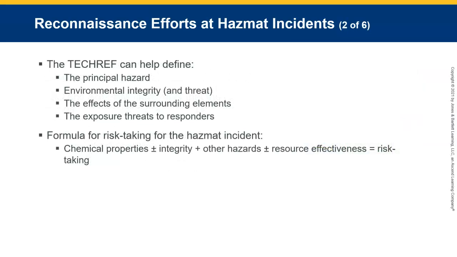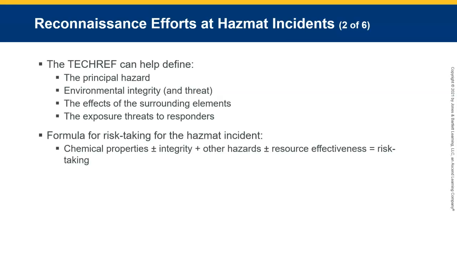They can define that principal hazard, take a look at environmental integrity, which is something we're going to talk about in just a minute. The effects of the surrounding elements, that could be weather, that could be the terrain, and that also spills into the exposure threats to the responders. That could also fall under weather, that could also fall under terrain, and then some of the ingredients rather for the formula for risk taking here. So we talk about the chemical properties, whether it's flammable, whether it's toxic, whether it's both, whether it's corrosive. Then we look at the integrity of the container if it's contained. We look at the integrity of the environment if it's not contained and it's posing environmental hazards. And there's several other hazards such as routes of exposure, and some of the hazards can be brought forth just with our mitigation attempts also.